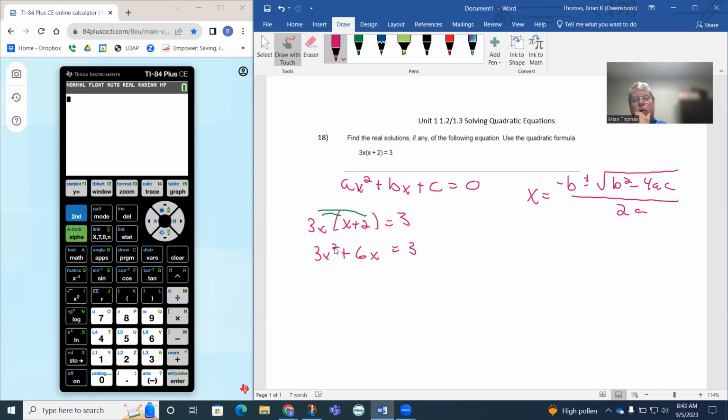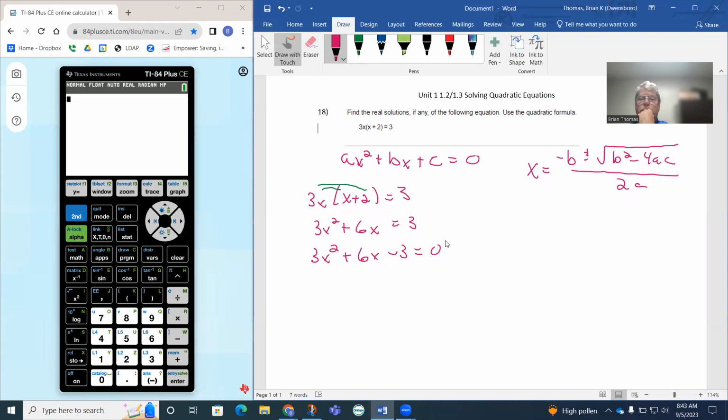Now we've got our quadratic term and our linear term, and notice it has to be equal to 0. So we have to move this 3 over to the other side, and when we move something to the other side, it changes sign. So this becomes 3x squared plus 6x minus 3 is equal to 0. Now, I can use the quadratic formula, but I recognize each term can be divided by 3, so I'm going to divide everything by 3 to make the problem a little bit easier.